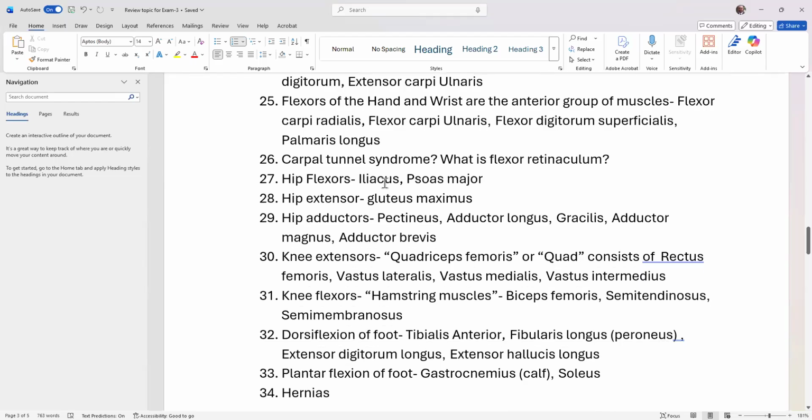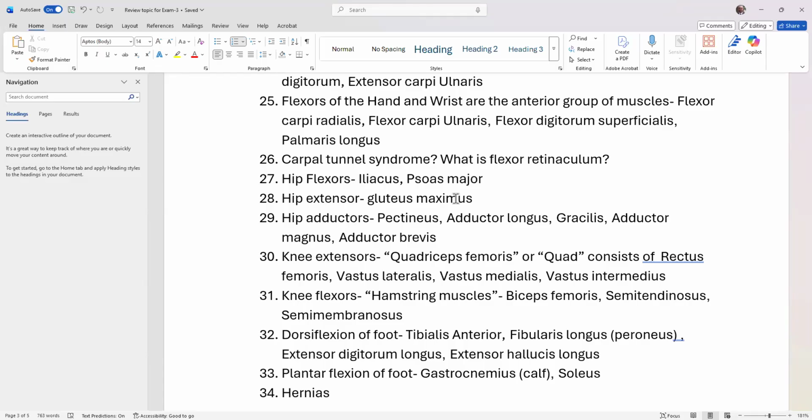You should know the hip flexors, which is iliacus and psoas major. Together they are called the iliopsoas. You should know the hip extensor, which is the gluteus maximus. That's the main hip extensor. That's what gives you the lift when you're climbing the stairs. You should know the hip adductors, the pectineus, adductor longus, gracilis, adductor magnus, and adductor brevis.